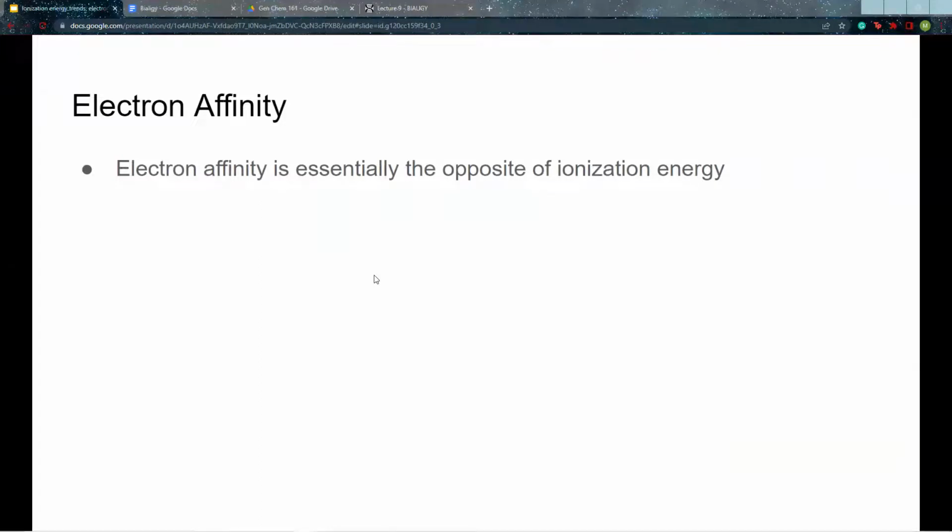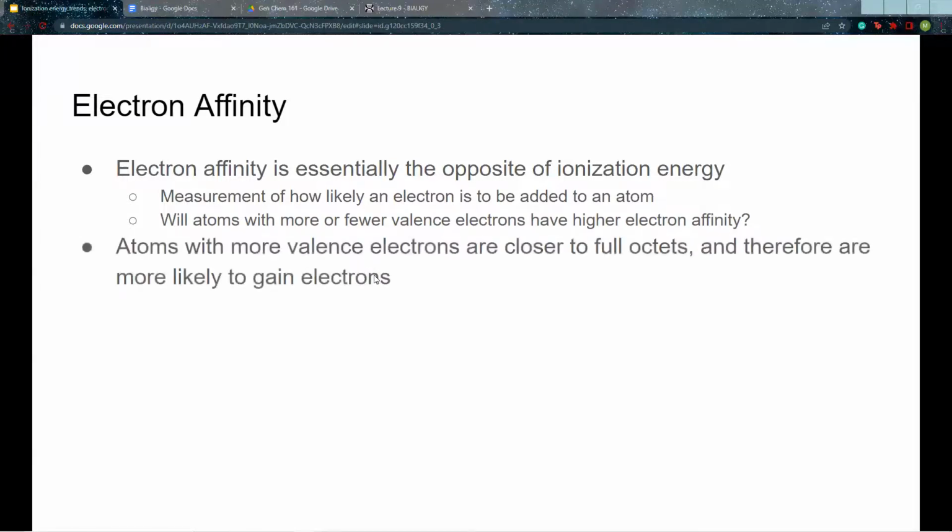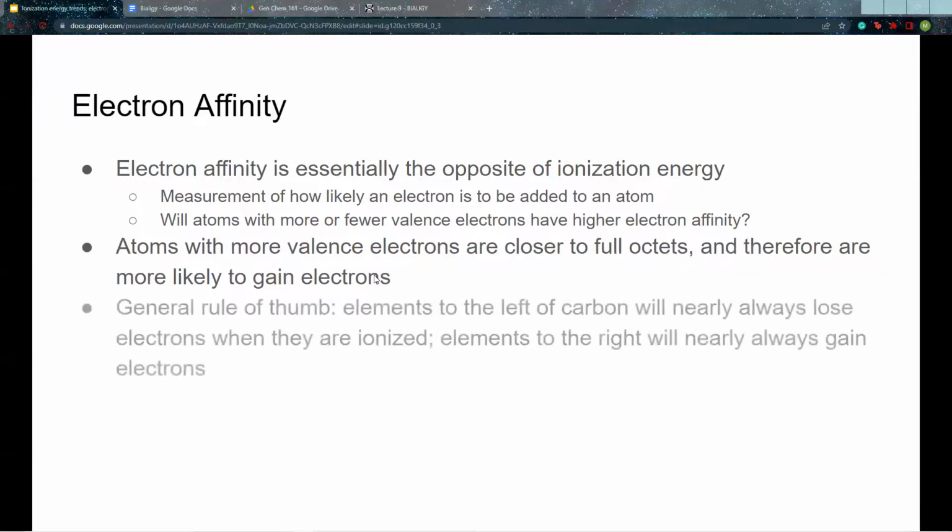Affinity measures how likely an electron is to be added to an atom. Feel free to pause the video and ask yourself whether atoms with more or fewer valence electrons have higher electron affinity. As you might have guessed, atoms with more valence electrons are closer to full octets and therefore are more likely to gain electrons. A general rule of thumb for ions is that elements to the left of carbon will nearly always lose electrons when being ionized, while elements to the right will nearly always gain electrons. Carbon itself and other members of its group can form either +4 or -4 ions. Thus, electron affinity increases as you go to the right along periods and up along groups.